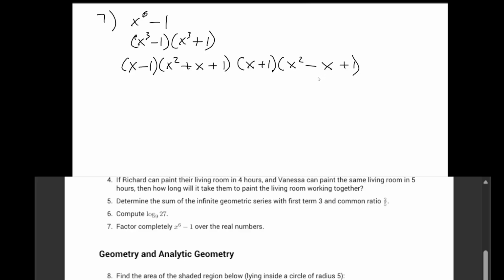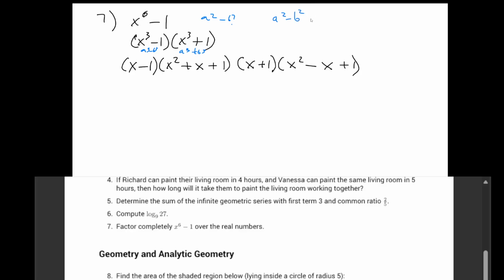And it says factor over the real numbers. Now, one thing to note with these formulas here, and again, I'm going to explicitly write the formulas here just so that you know, we used a squared minus b squared, and then here we used a cubed minus b cubed and a cubed plus b cubed. a squared minus b squared.